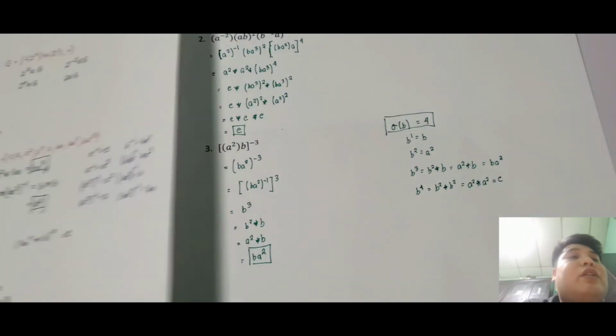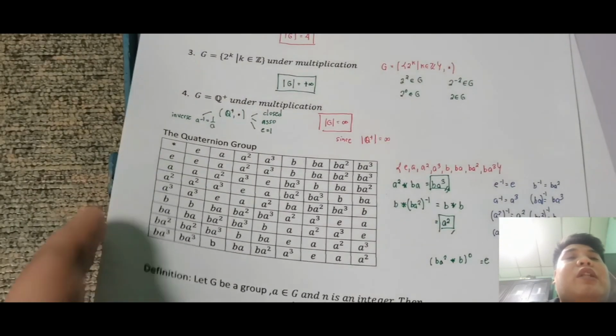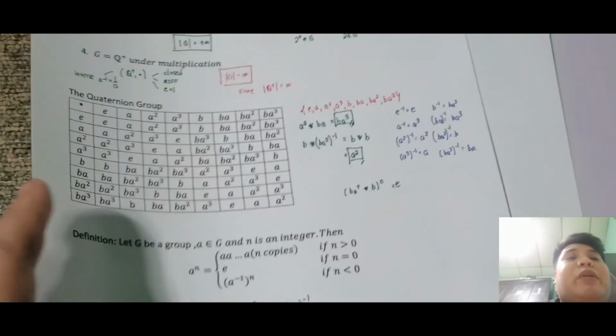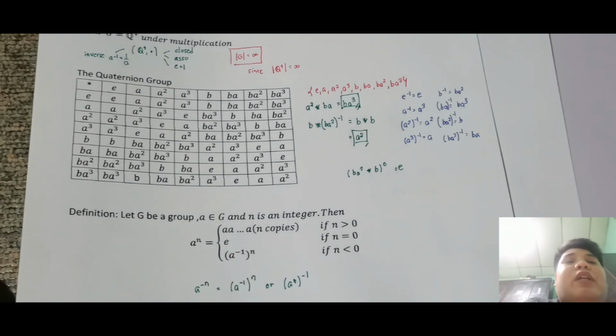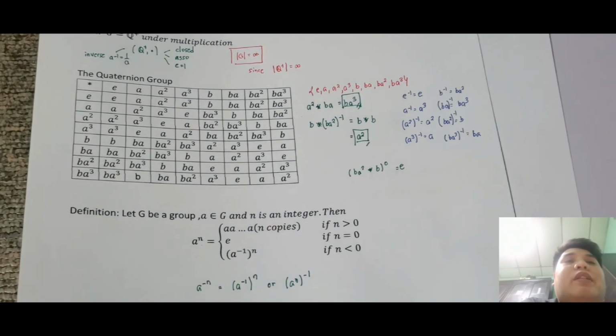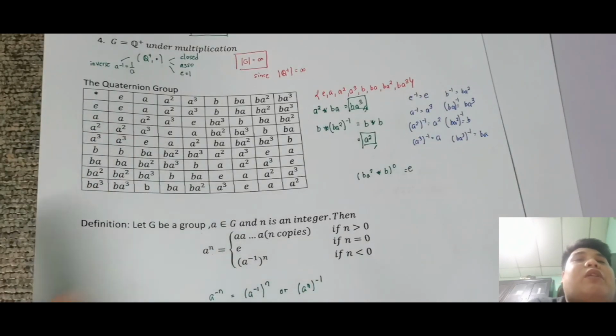So that's all in this video. So again, this is just a recall or refresher. Nag-introduce lang din ako ng bagong group. Tapos syempre, hoping na may makuha kang bagong idea. Usually, lalo na itong definition na to, nung a raised to n natin. So again, hoping na natutunan mo paano mag-evaluate ng element of G, mag-raise sa n nya, whether it's 0, negative, or positive integer. Then, paano gamitin yung quaternion group natin.